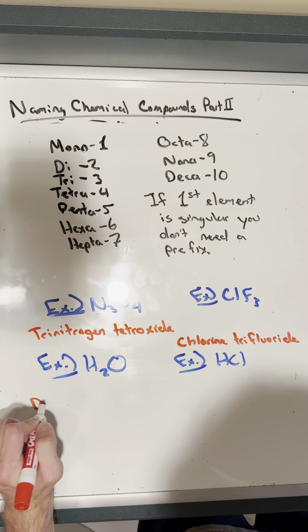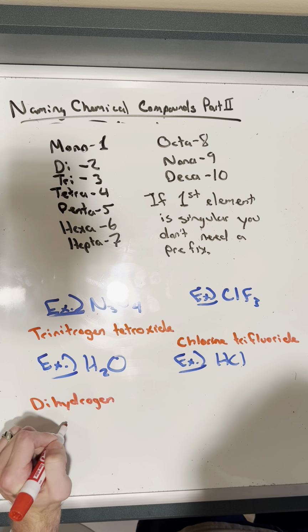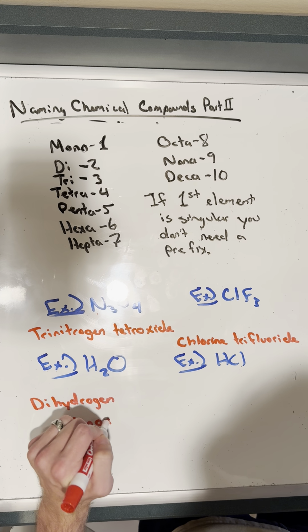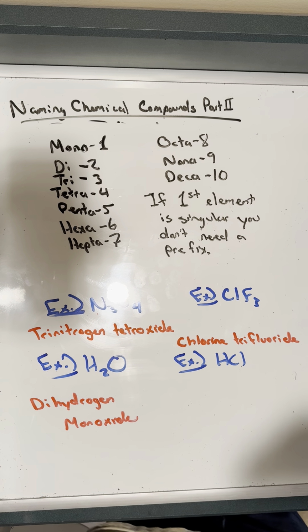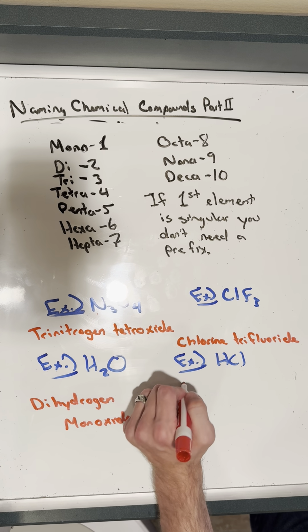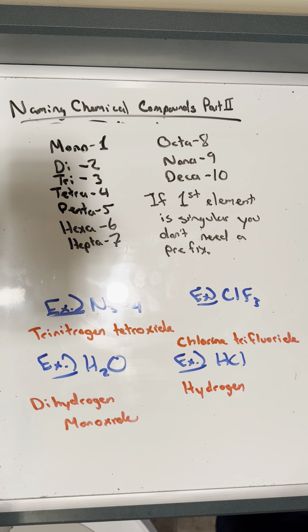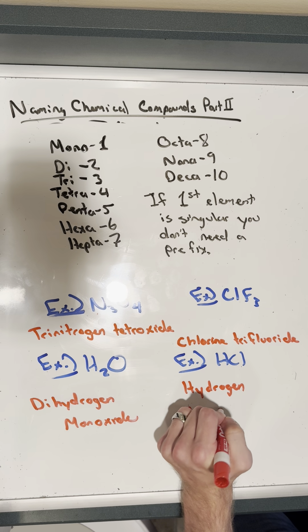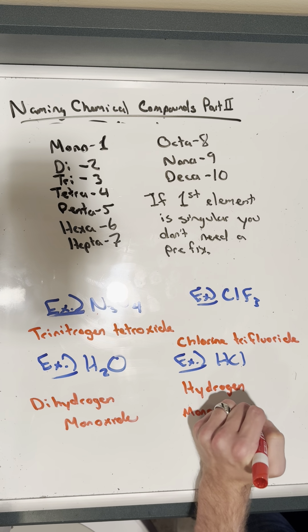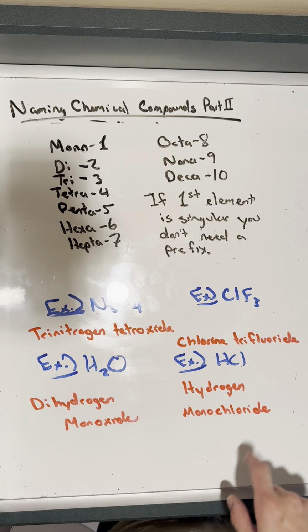Sometimes you'll hear it called dihydrogen monoxide. And dihydrogen monoxide is the big fancy name for water. Now, HCl is going to be hydrogen. And here's where things get kind of weird, because really true naming convention would say monochloride. This would be if you were following type 3 naming convention, you'd say hydrogen monochloride.